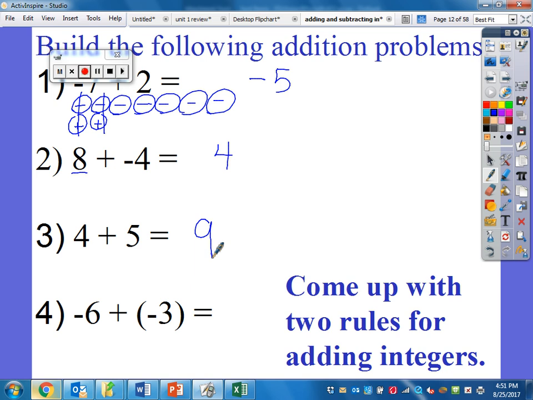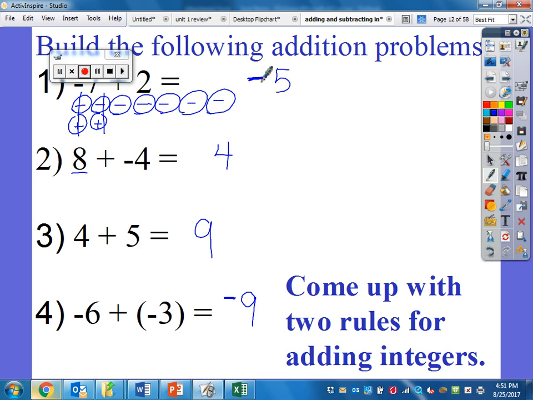And then for number 4. Number 4 is if I had 6 red chips plus 3 more red chips, I would end up with 9 red chips. Now it's really important to make sure that you remember these negative signs in your answers, because otherwise the answer wouldn't be correct.